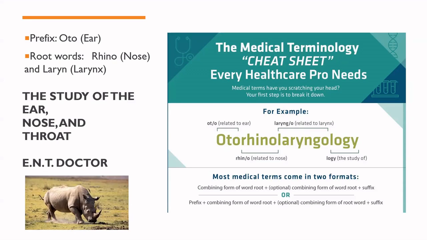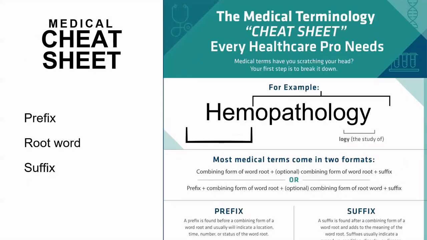Want to try a few more, dissecting the words, pulling apart the words? Let's give it a shot. Hemopathology. Okay, let's break them apart. And we just said logy is the study of something. All right, so that's the study of something. You might recognize that full word. You see pathology in there? All right.